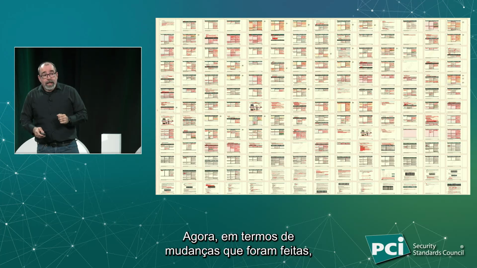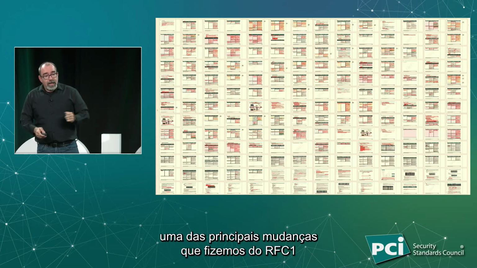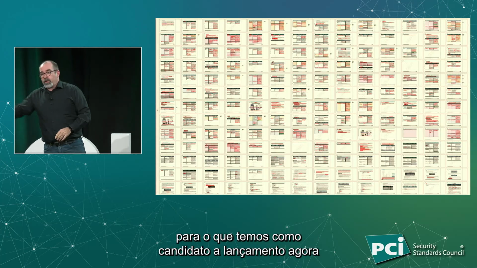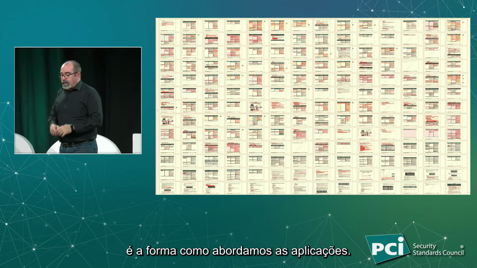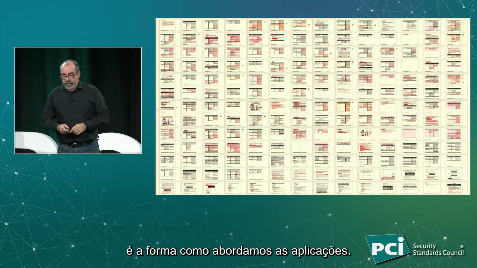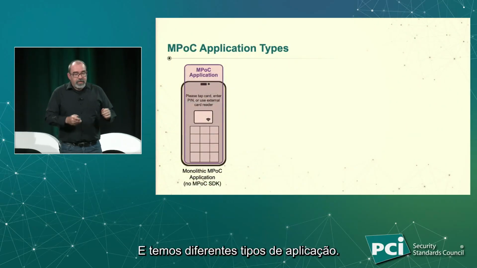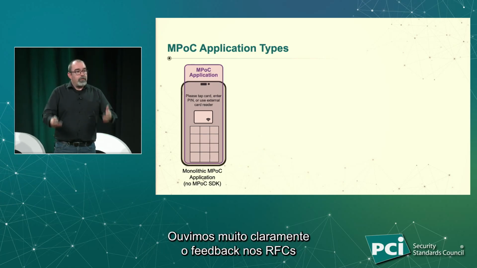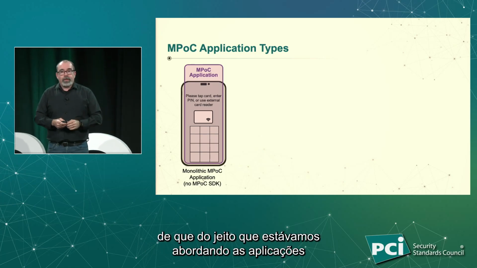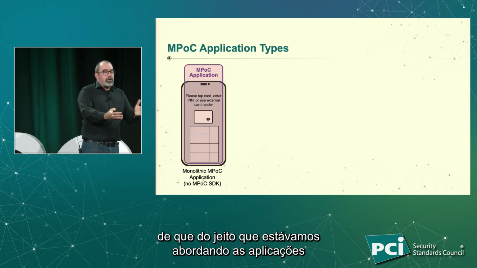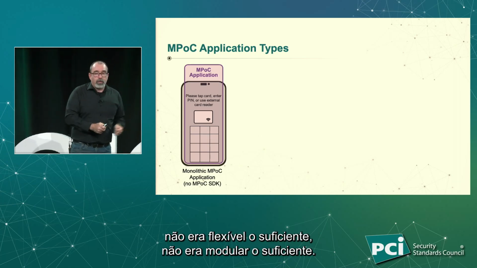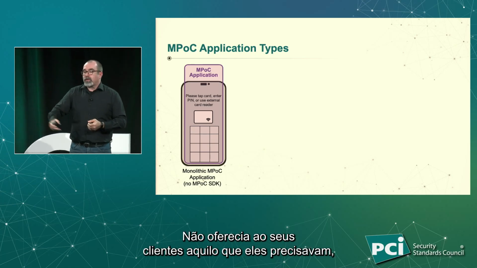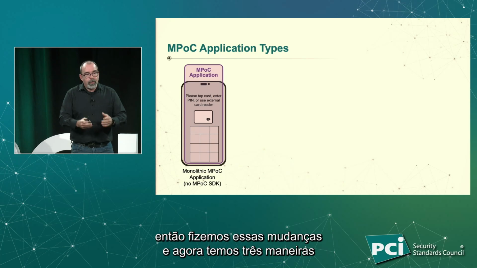Now, in terms of the changes that were made, one of the major changes from RFC 1 to what we have as a release candidate right now is the way we approach applications. We have different application types. We heard very clearly from the feedback in the RFCs that the way we were approaching applications wasn't flexible enough. It wasn't modular enough. It didn't provide your customers with what they needed. So we made those changes.